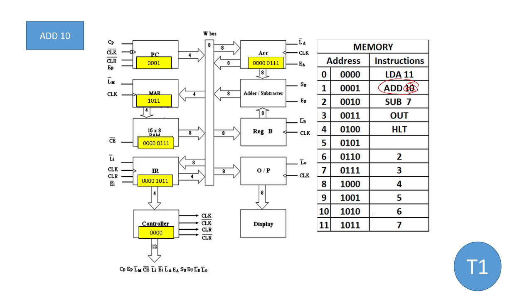So before that, since our program counter is already 001, which was incremented on our T2, we will activate here the EP and the LM pin. So what we have here is add 10. It will be sent to the W bus, and it will then be accepted here in our MAR.